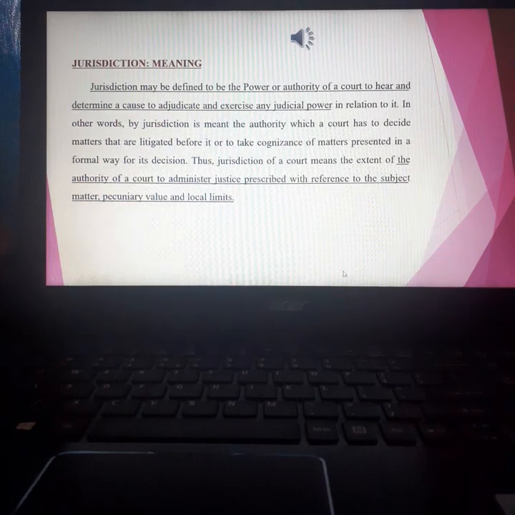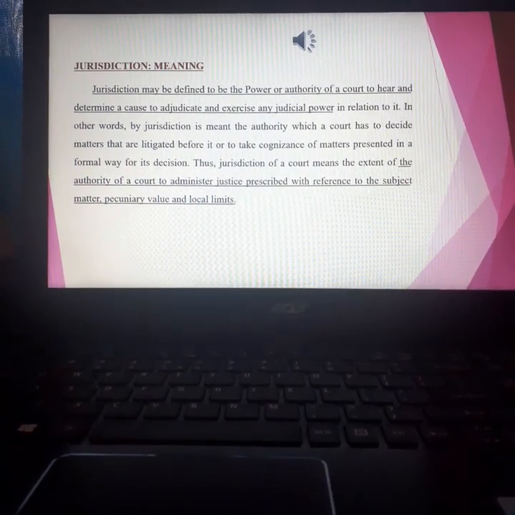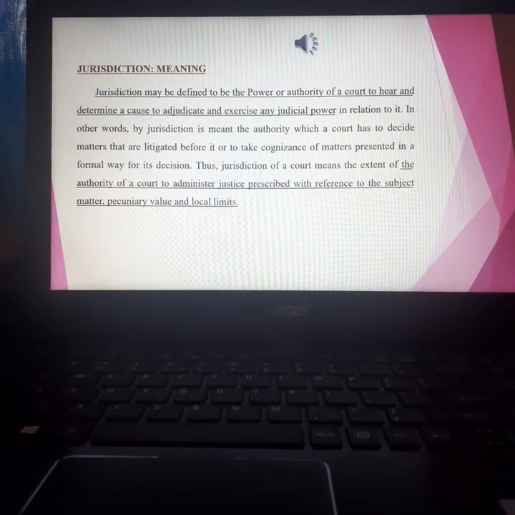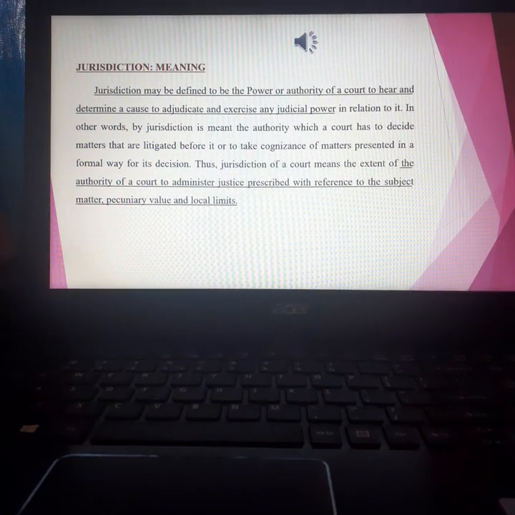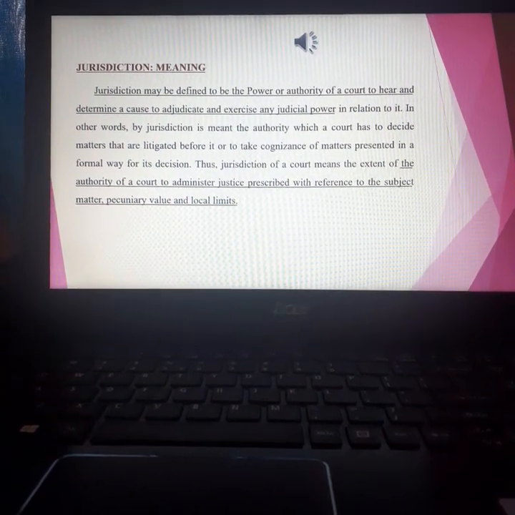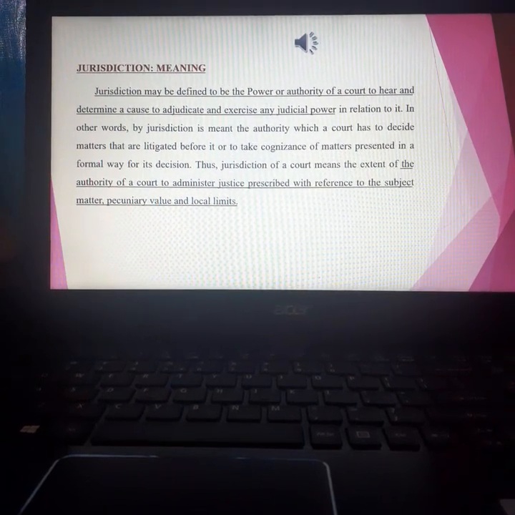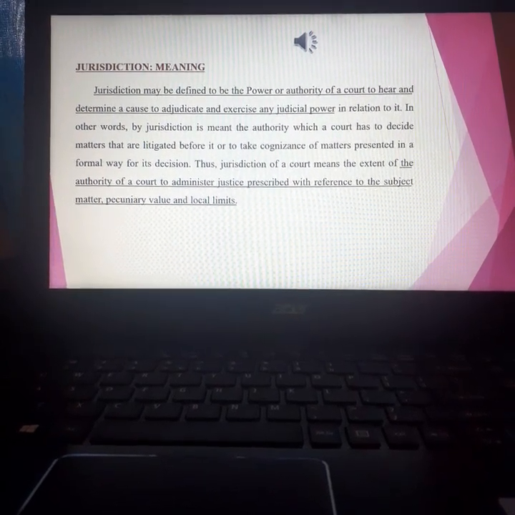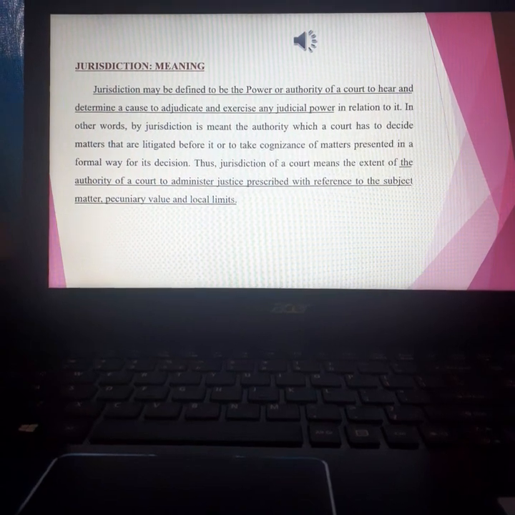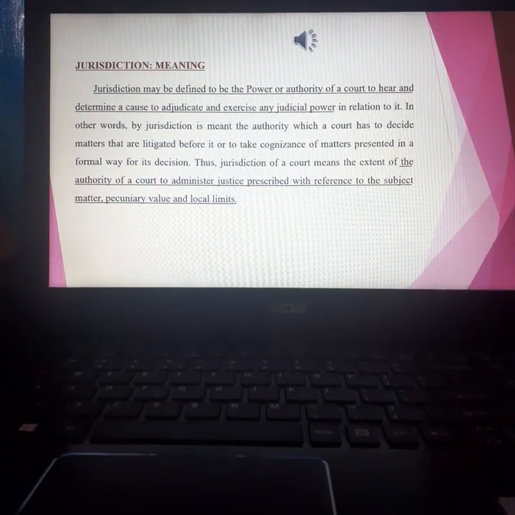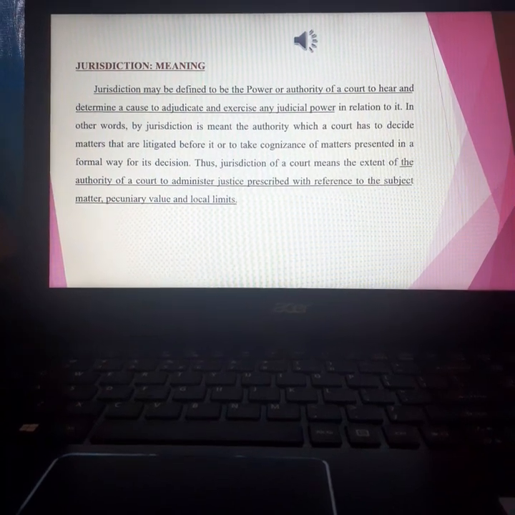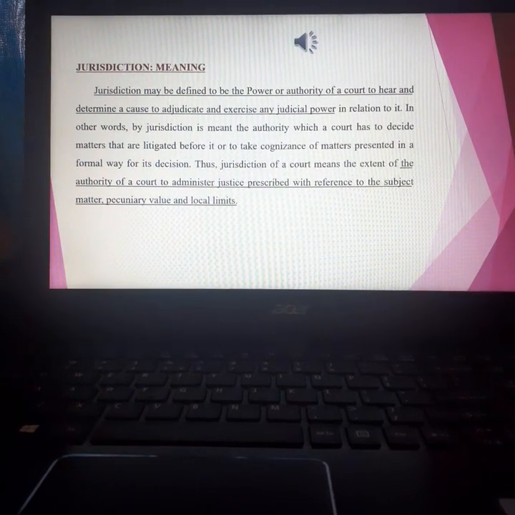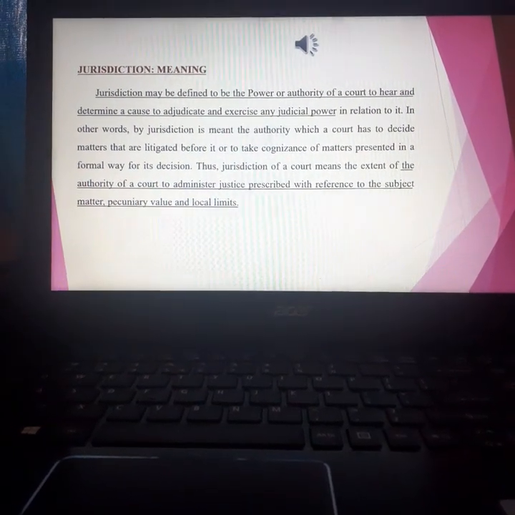Jurisdiction may be defined to be the power or authority of a court to hear and determine a cause, to adjudicate and exercise any judicial power in relation to it. In other words, by jurisdiction is meant the authority which a court has to decide matters that are litigated before it, or to take cognizance of matters presented in a formal way for its decision. Thus, jurisdiction of a court means the extent of the authority of a court to administer justice, prescribed with reference to the subject matter, pecuniary value, and local limits.